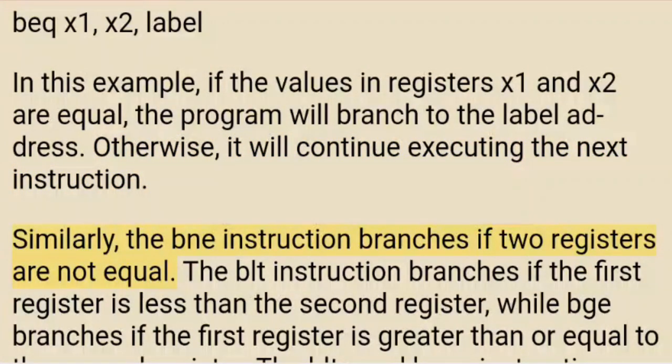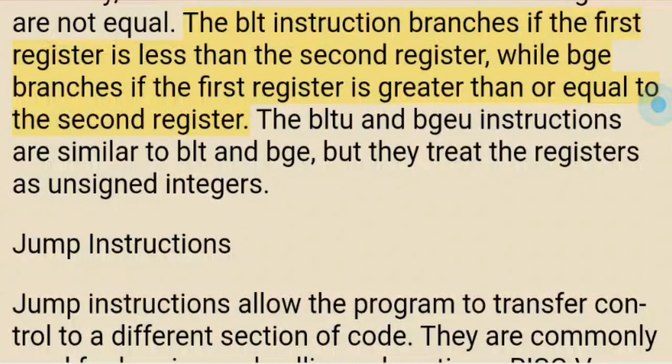Similarly, the BNE instruction branches if two registers are not equal. The BLT instruction branches if the first register is less than the second register, while BGE branches if the first register is greater than or equal to the second register. The BLTU and BGEU instructions are similar to BLT and BGE, but they treat the registers as unsigned integers.